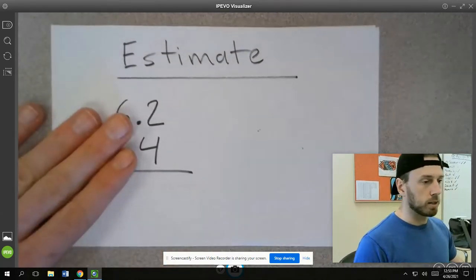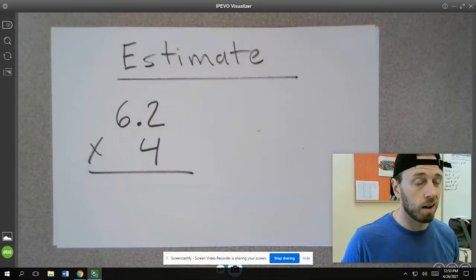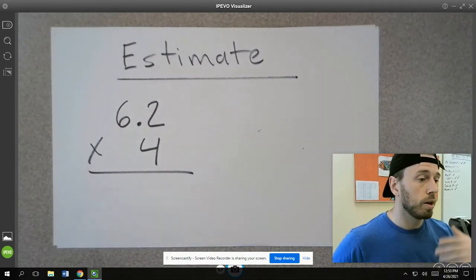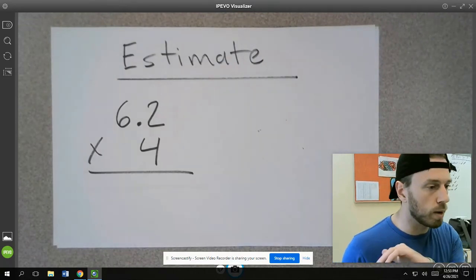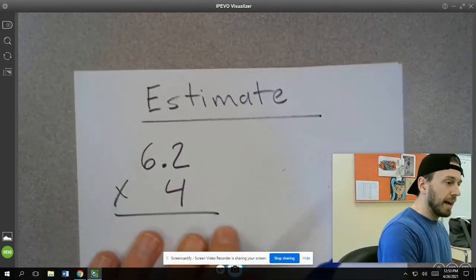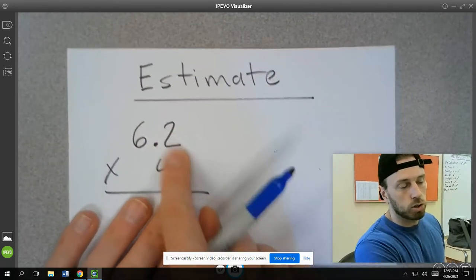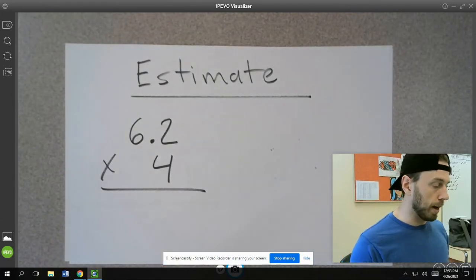Because if we get a problem like this, we want to be able to give a reasonable answer. And estimating helps that a ton. Me, you, your parents, your grandparents, everybody you know probably estimates in their life more than they do any other type of math. So this is super important. We're going to estimate this, and what we're going to do is change these two numbers to numbers that are easy to work with, but we do rounding to help us do that.